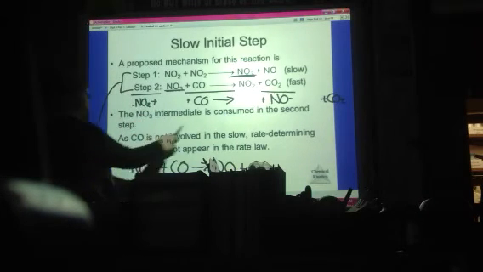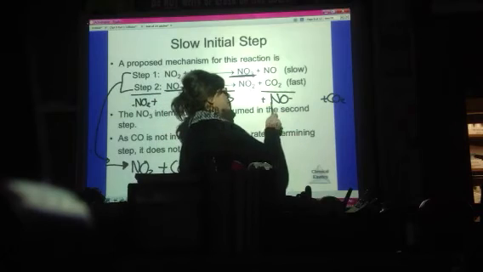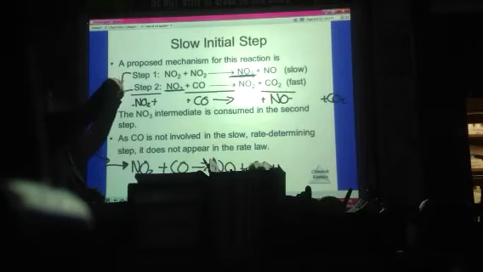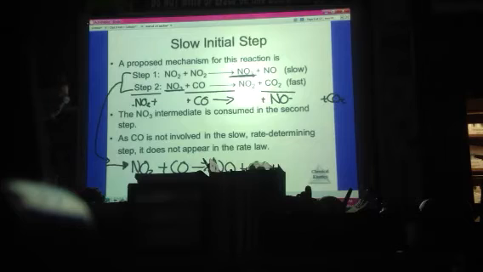So I'm left with NO2 plus CO makes nitrogen monoxide and carbon dioxide. That's exactly what I have here. So your 2 steps together should lead you to your overall reaction. If it doesn't, then you probably have done something wrong. Now, how do you know if a step is slow or if a step is fast? You don't know, because we've determined these experimentally.